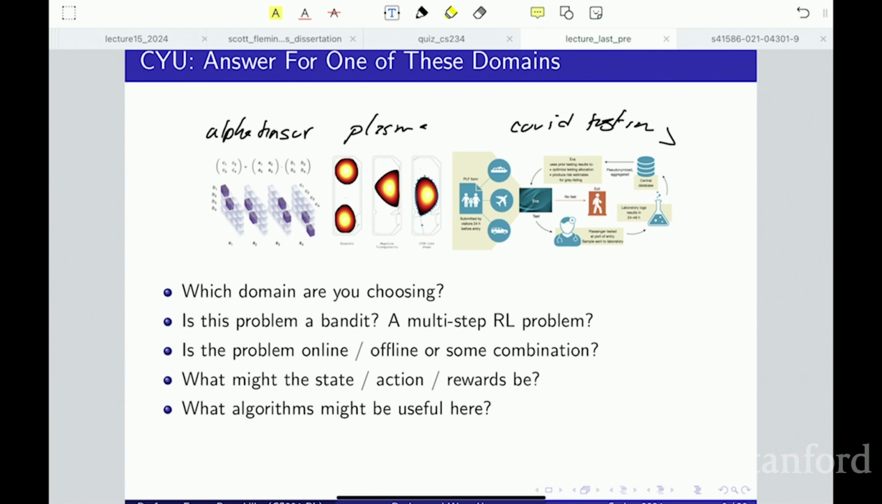I said it would be good to do this offline, because it's dangerous to have plasma. Yeah, that's what you're saying. But then also, it's one thing to run it online. So what do you do in these cases?